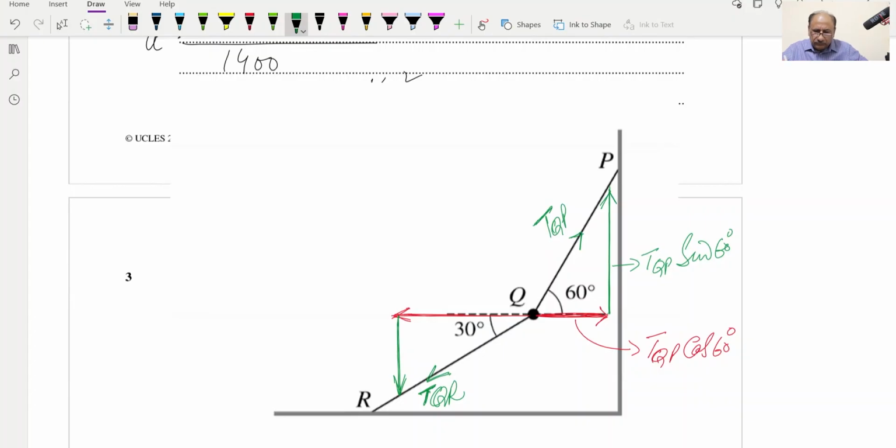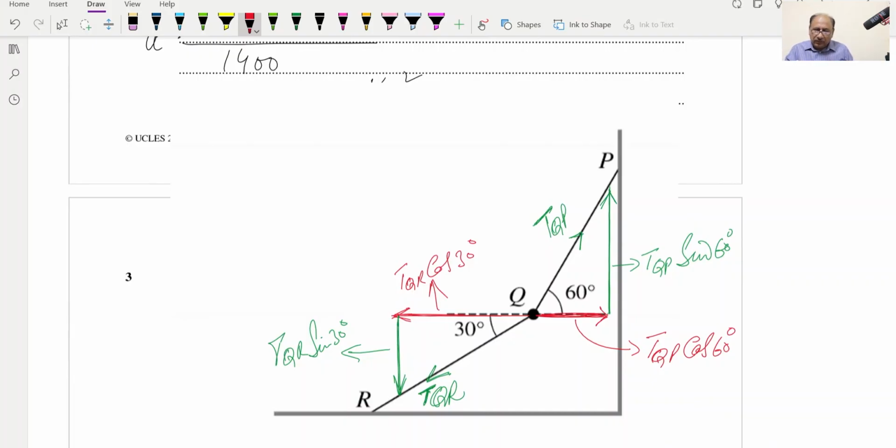Now these are the x and y components. For the y component, this will be TQR sine of 30 degree, and this side will be TQR cos of 30 degree. Hopefully you understood each and everything.